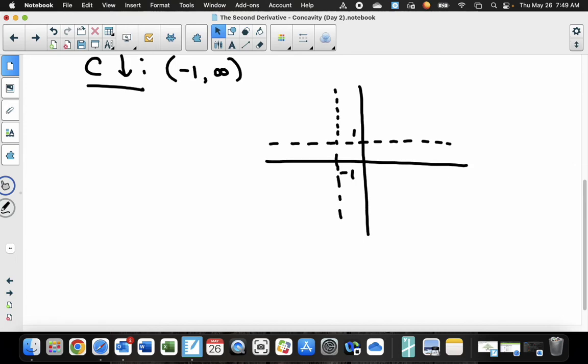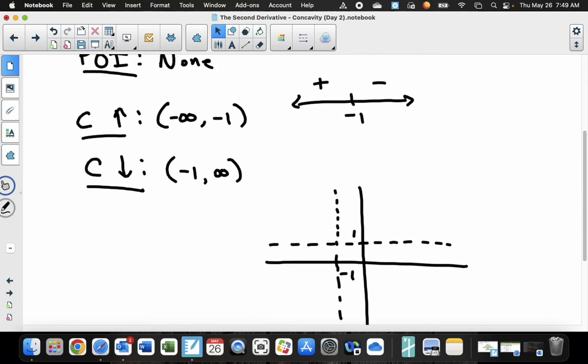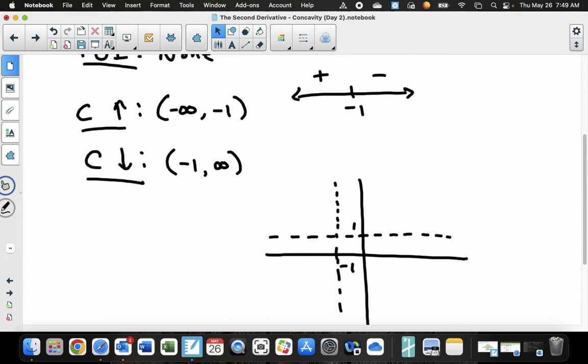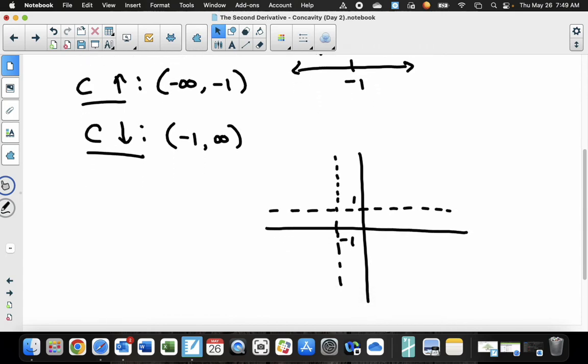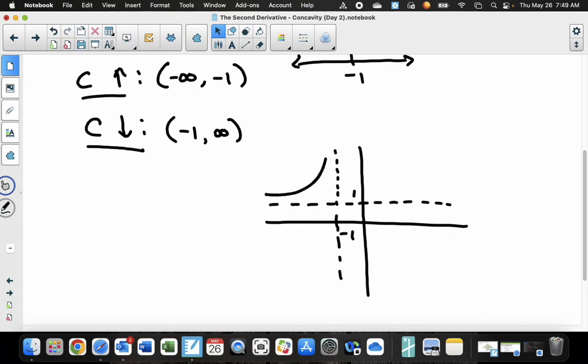And then the concavity, what that tells me without even having to graph anything, if it's positive to the left and negative to the right, that means the curve must be right here. There's your concave up, and here's your concave down. There's your graph right there, okay? So it matches up with the concavity. That's also why there's no point of inflection. It changes concavity on either side of the asymptote. So it's not a point of inflection, it's going over the asymptote, okay?